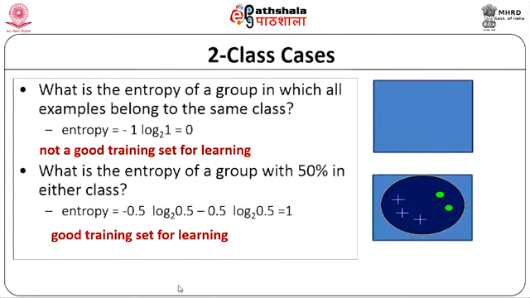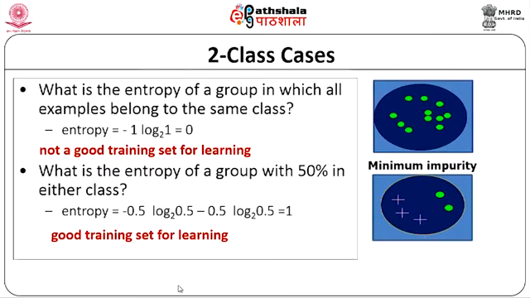What is the entropy of a group in which all examples belong to the same class? The entropy is equal to 1 log 1, that is equal to 0. It is not a good training set for learning, it does not give you any information. Now, what is the entropy of a group with 50% in either class? Then entropy is equal to minus 0.5 log 2 of 0.5 minus 0.5 log 2 of 0.5.